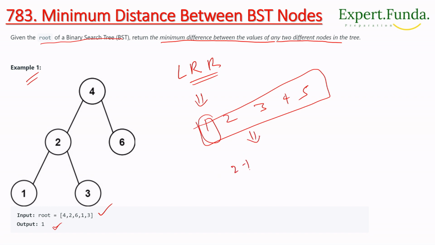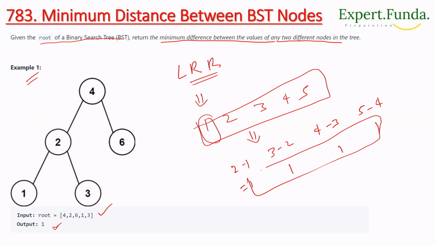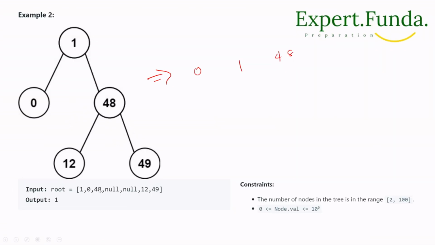So 2 minus 1 gives 1, 3 minus 2 gives 1, 4 minus 3 gives 1, and 5 minus 4 gives 1. So each time we are getting 1, 1, 1. If we try to find the minimum element, it is 1 only, and that's why the output is 1.